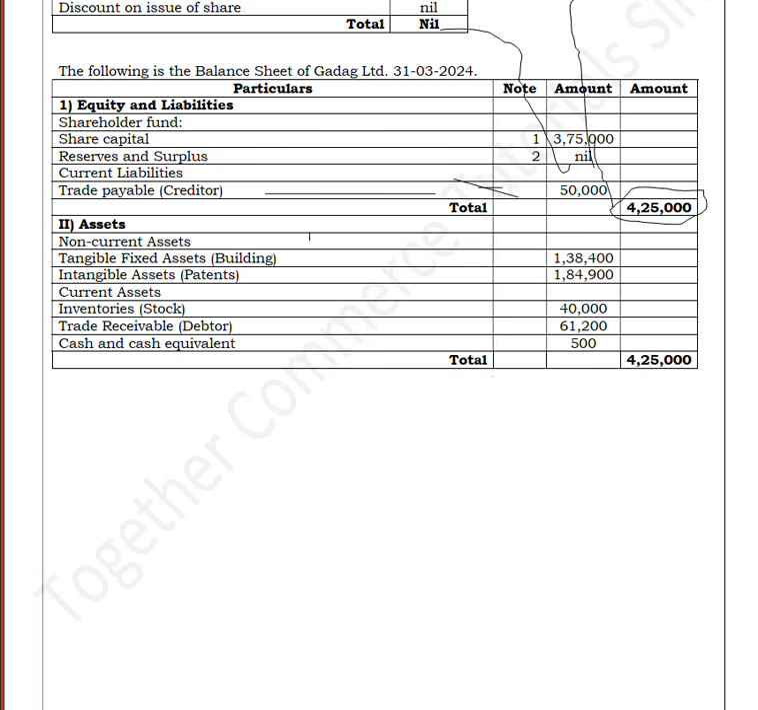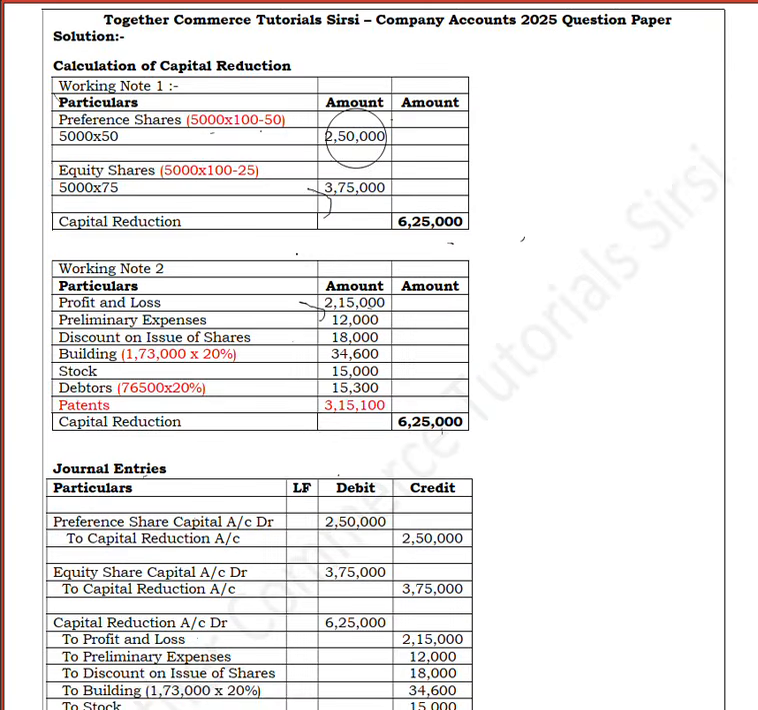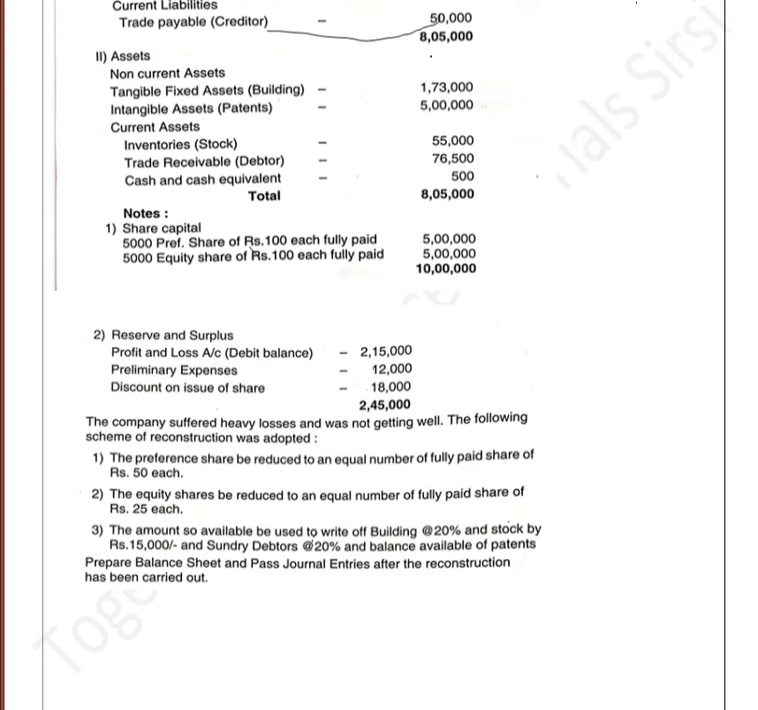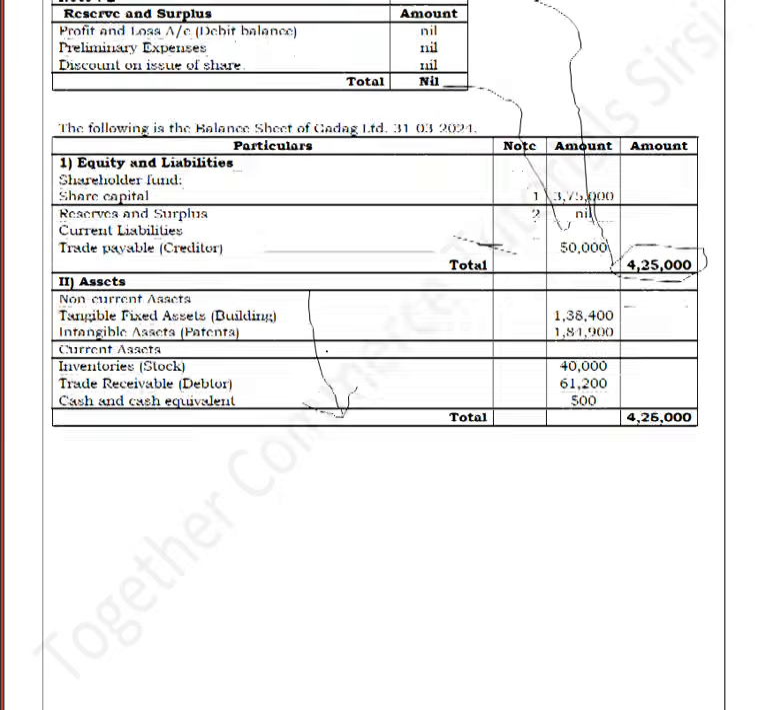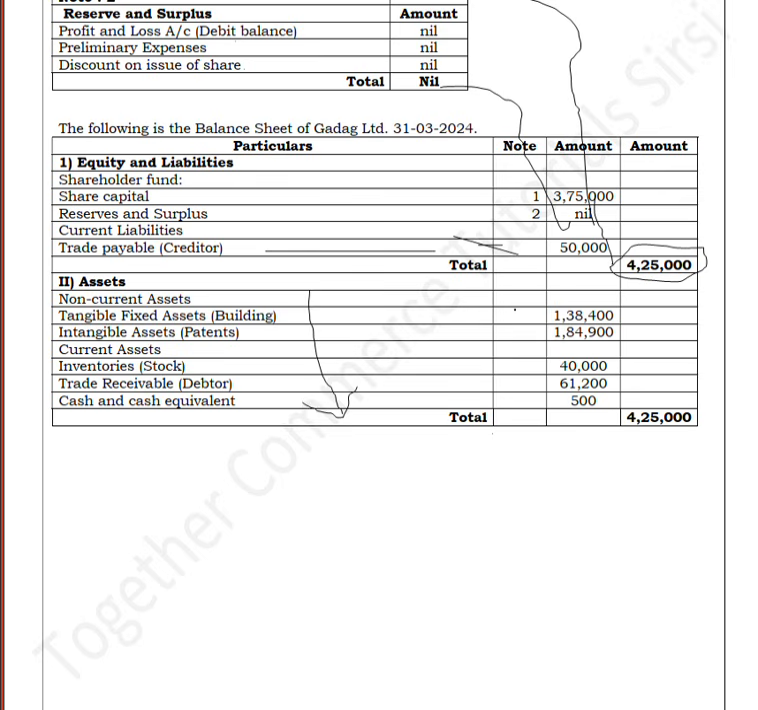Now the next important part and the last part is non-current assets. Under that, building. Okay, again remember the formula, question minus solution. How much is building there? 1 lakh 73. In the solution, how much is building? It is 34,600. Again apply the formula, 1,73,000 minus 34,600, question minus solution, the answer is 1,38,400.